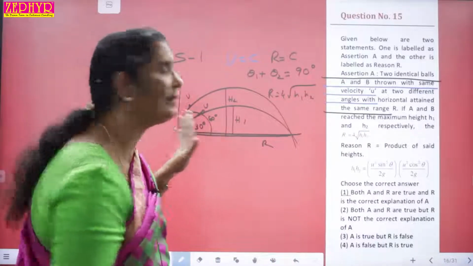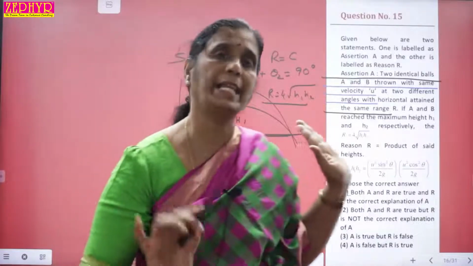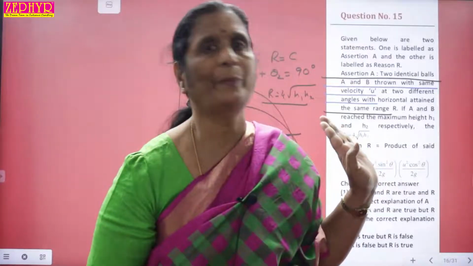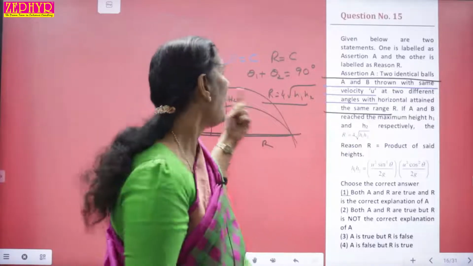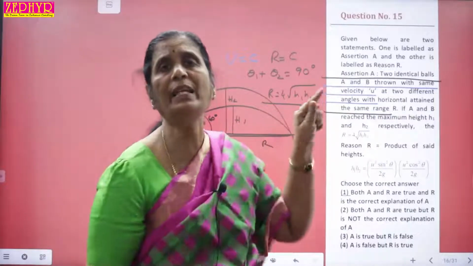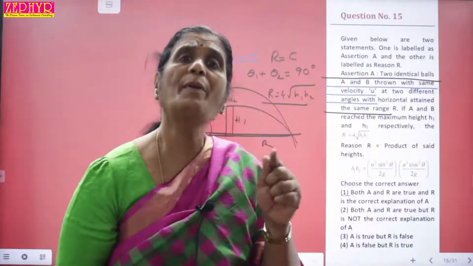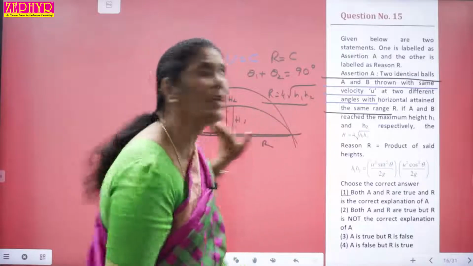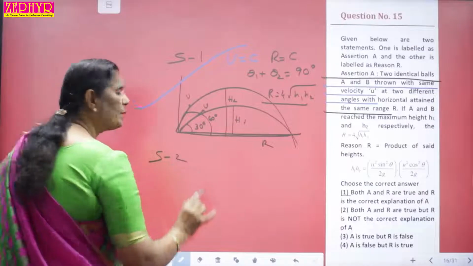This is correct only when the angles are complementary to each other. Further, the conditions are U should be same, R should be same. And if you want, you can check the LHS and RHS. R same, then U square sin 2 theta by g. For the first height we take sin square theta, for the second height sin square 90 minus theta, so cos square theta will come, because the angles are complementary to each other. So it's correct only. So the first statement is correct.